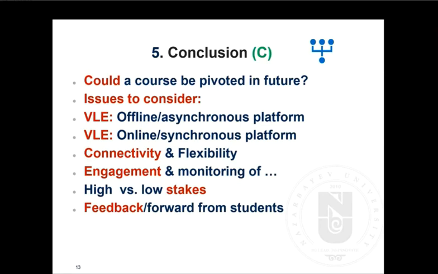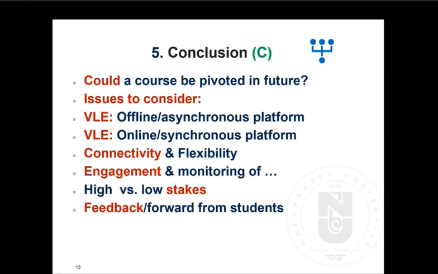Obviously, there are issues of connectivity and flexibility. With the master's course I teach, we have two sessions, one in the evening and one in the daytime. So I get a survey of the students and find out when it's most convenient. That might be the same thing with a PhD. You might have to find out the best time if it were to be pivoted.